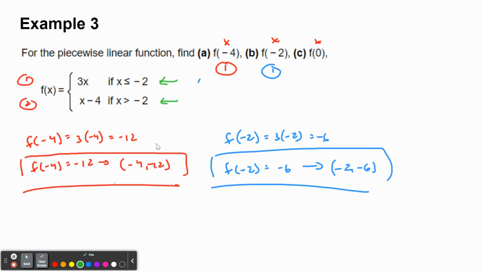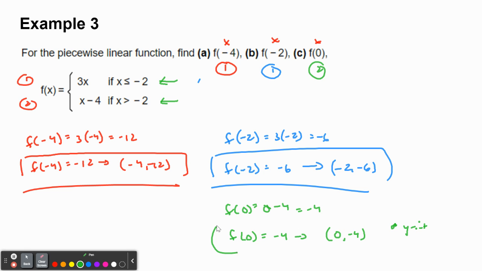And then last but not least, the third one. So when x is 0, well, 0 is greater than -2, right? I know it's weird, but it's greater. So that means we're going to use the second equation. So f of 0 equals 0 minus 4. And 0 minus 4 is -4. So f of 0 equals -4, which would be the point 0, -4, which would actually be one of our y-intercepts, because x is 0. So that's just a little bonus added information there.